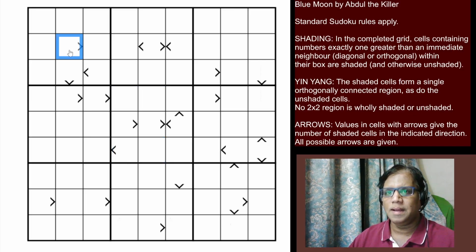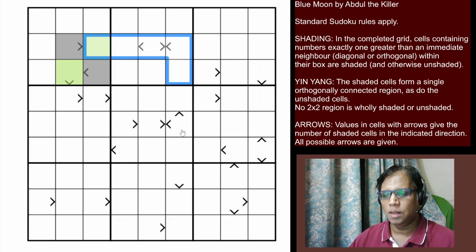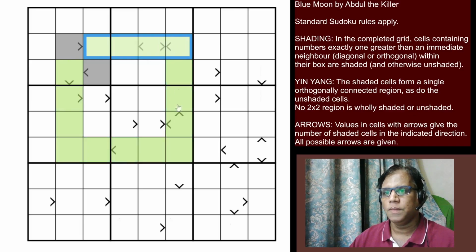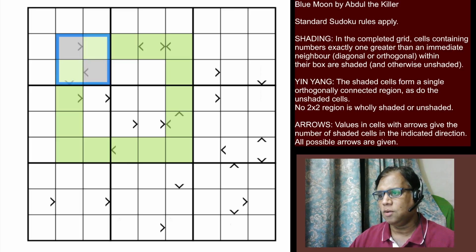In yin yang, the first rule is about this kind of pattern, where 2 shaded cells are diagonally connected and 2 unshaded cells are diagonally connected. This pattern is not allowed in yin yang because all unshaded cells should be connected and all shaded cells should be connected. In any way you connect this cell to this cell, there is no way you can connect this cell to this cell. So this pattern is not allowed.